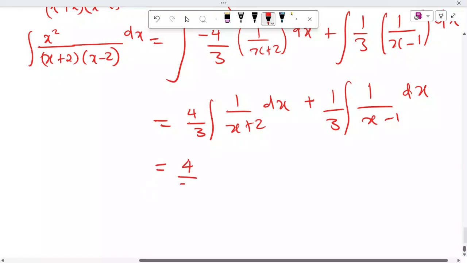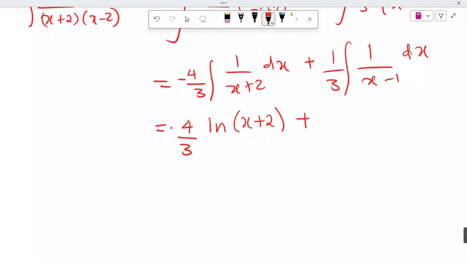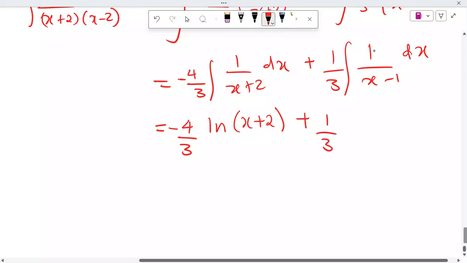So this is 4 over 3. This is ln this function. We all know that. And then plus, sorry, okay, this is a negative. Okay, there is a negative here. Sorry about that. Very important to follow the signs. Then this 1 over this to be ln x minus 1. So add the plus c because we don't know the limits.